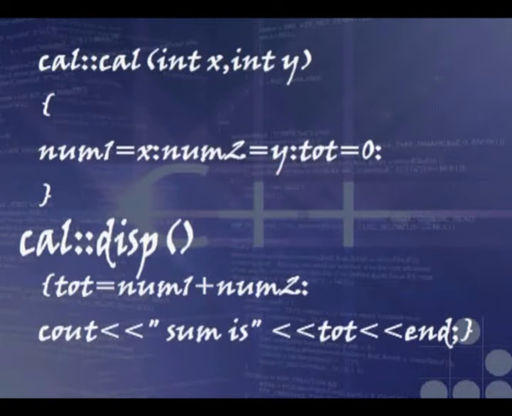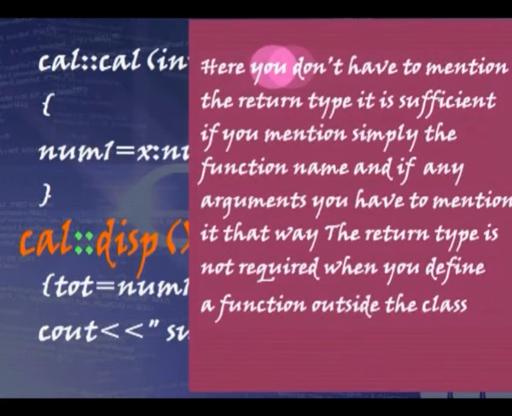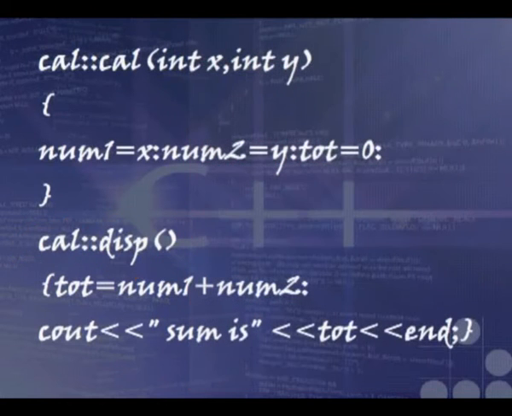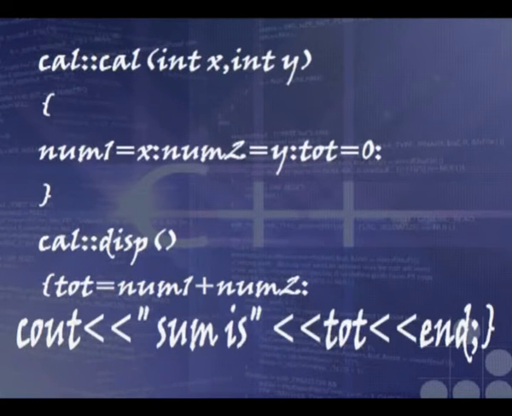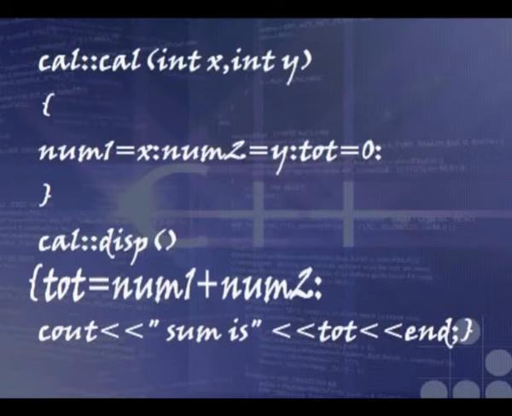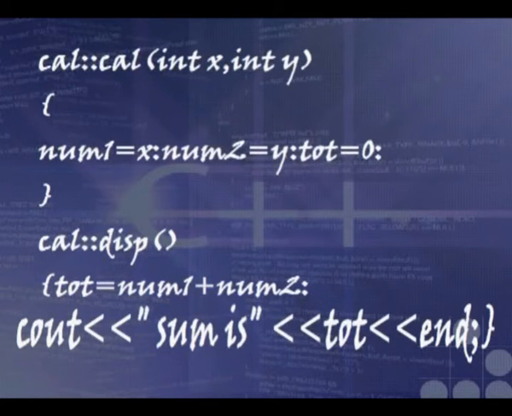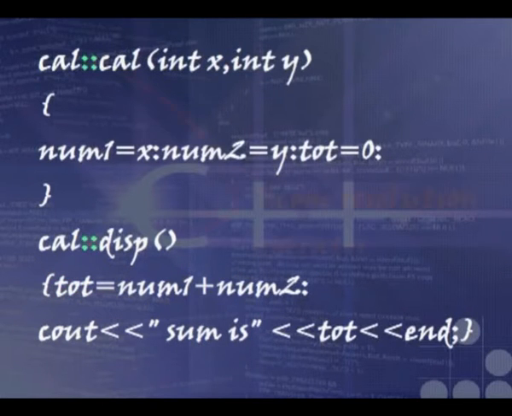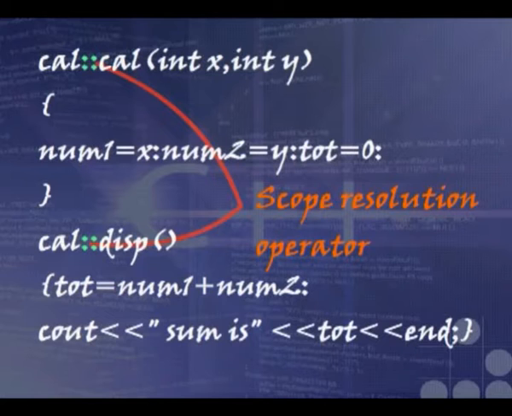Then again the second function, you are using the class name followed by these 2 colons followed by the function name. Here you do not have to mention the return type. It is sufficient if you mention simply the function name, and if any arguments, you have to mention them that way. The return type is not required when you define a function outside a class. Here you are summing up, this is just a program to add 2 numbers. So, you are summing up the 2 numbers num1 and num2, assigning it to tot variable, and you are displaying the sum.